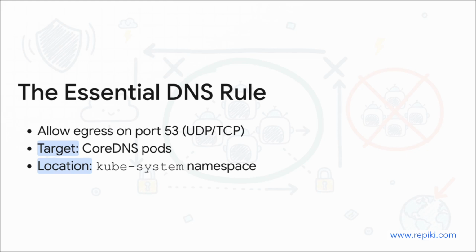The fix is to create another policy, one that specifically allows outgoing, or egress, traffic on port 53. But, and this is so important, we only allow it to go to the CoreDNS pods that live in the kube-system namespace.